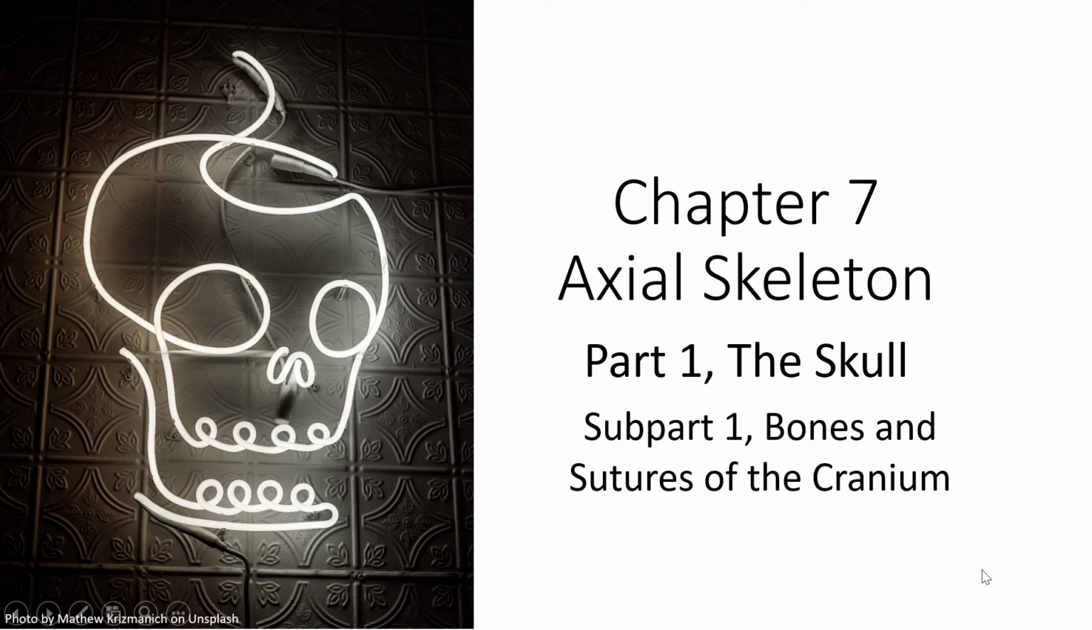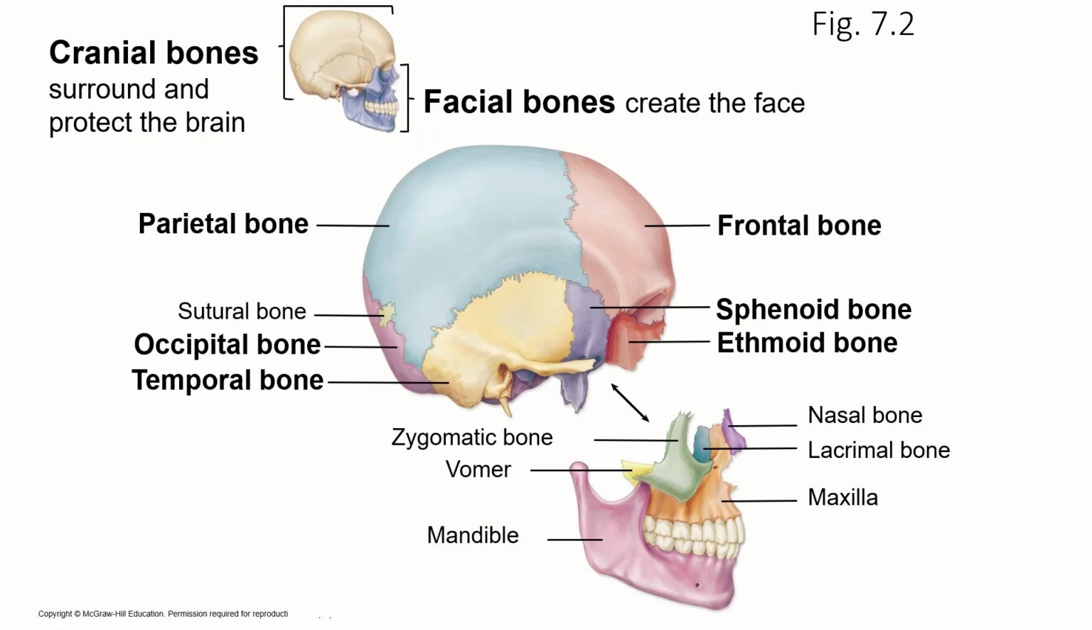Let's start learning about the skull, and we're going to start with part one, and I know, subpart one, it doesn't make any sense, just roll with it, okay? We're going to start with the cranium. The cranium is the top of the skull. This is the part that encases the brain. So the cranium is this top part.